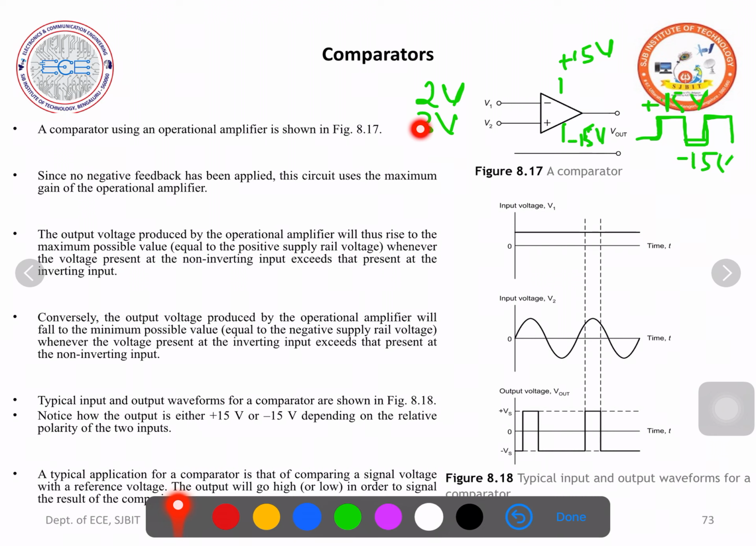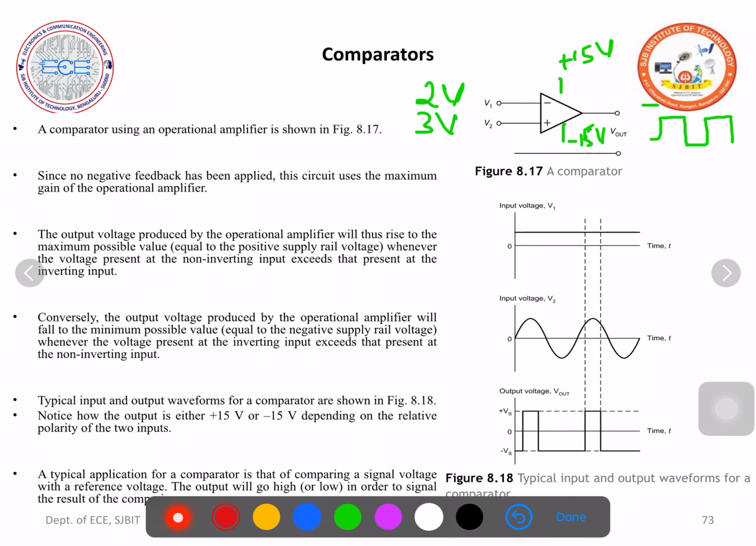Now let us come to the comparison of 2 volts and 3 volts. You know that 3 is greater than 2. 3 volts is applied to the non-inverting input, that is positive. So positive supply voltage is plus 15 volts, so you can expect plus 15 volts at the output.